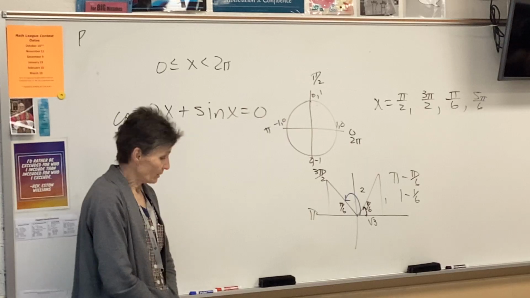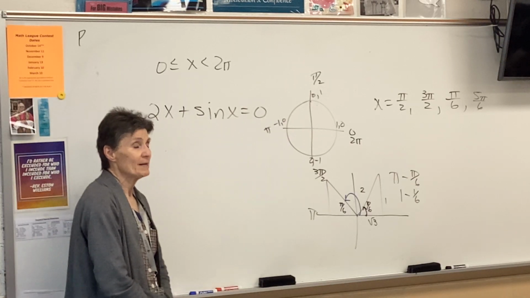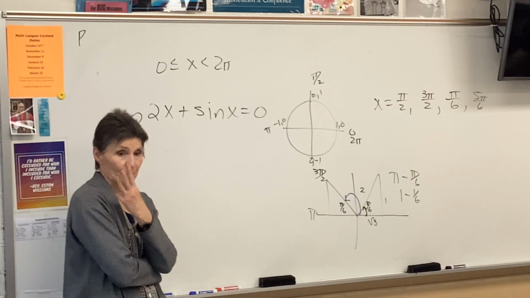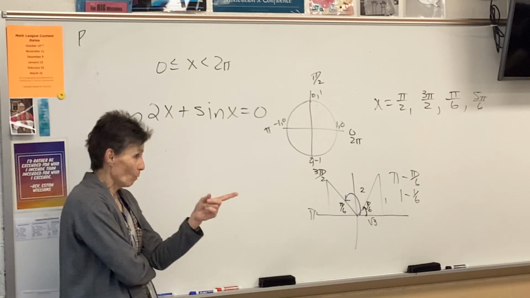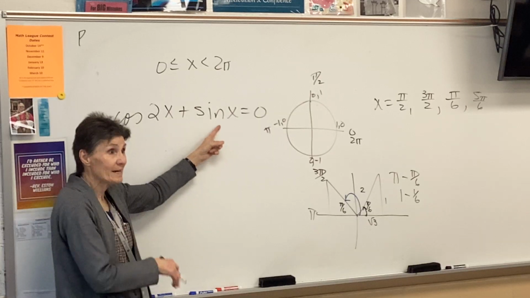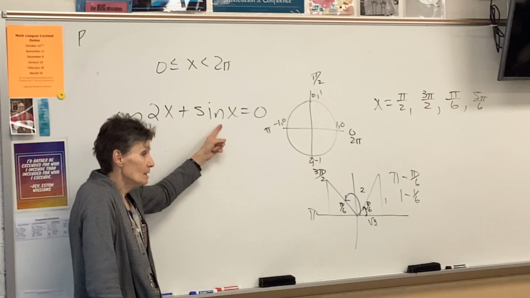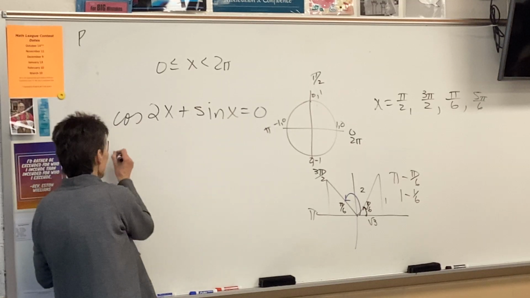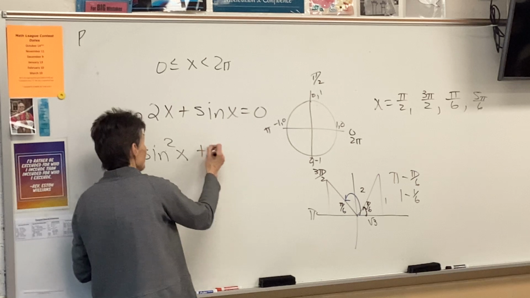Cosine 2x. Get rid of the cosine 2x. Now, this is the tricky one a little bit, because there are 3 versions of cosine 2x. We want the one that has all sines, because our problem has a random sine in it. So that one is 1 minus 2 sine squared, and then plus our sine.